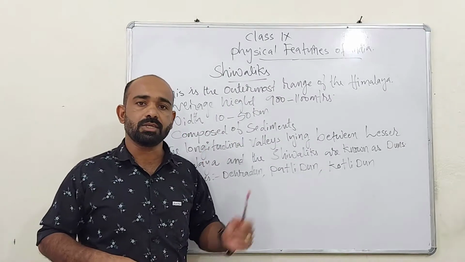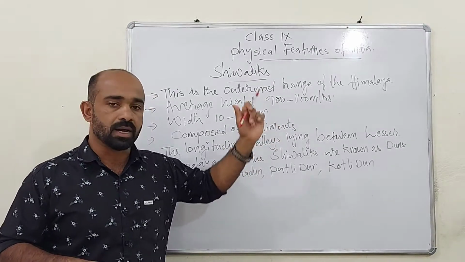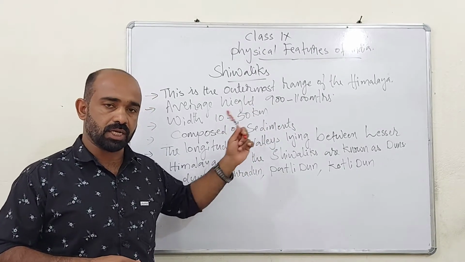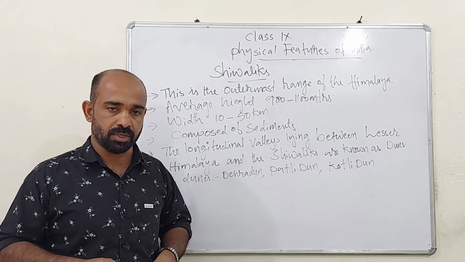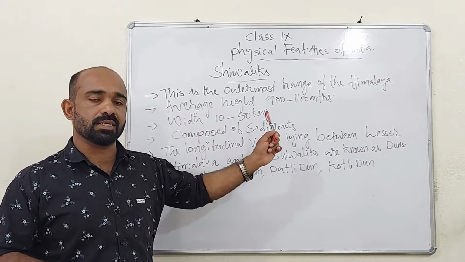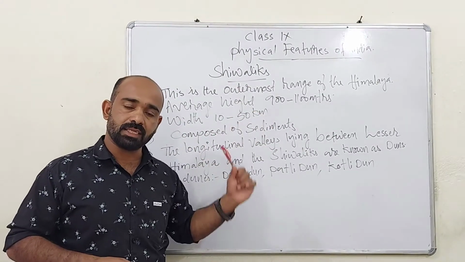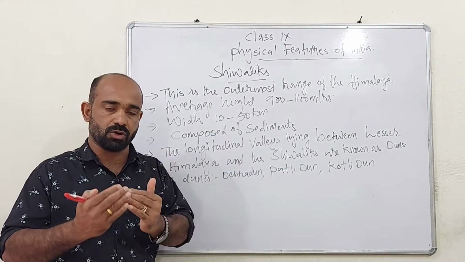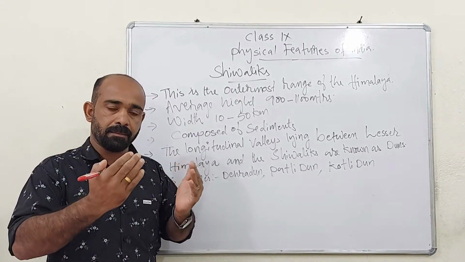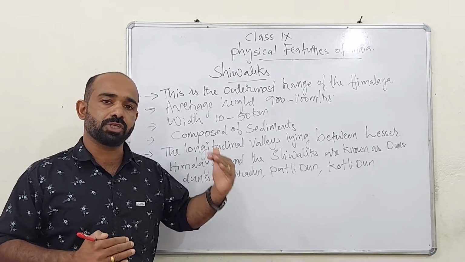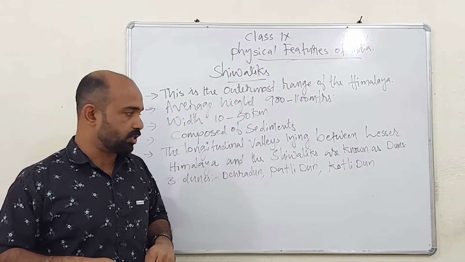The average height of the mountain peaks located in Shivalik is between 900 and 1100 meters, and the average width of the range is 10 to 50 kilometers. This part of the Himalaya is composed of sedimentary rocks, because major rivers from the Himadri brought sediments and that sediment was deposited in this range. So this region is composed of sediments.